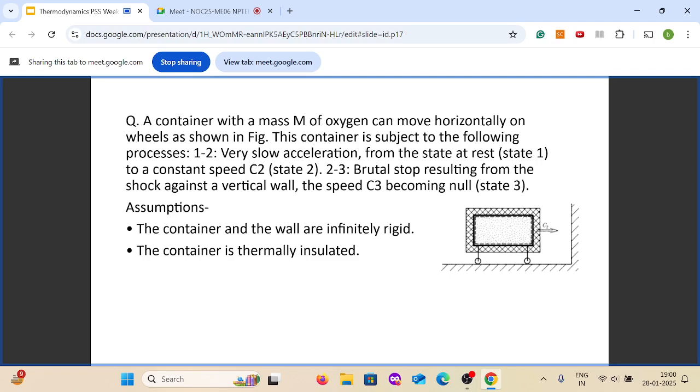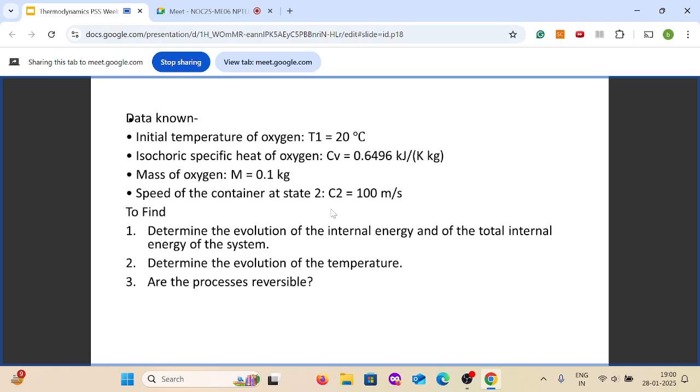So what are the assumptions which you are taking here? Your container and the wall are infinitely rigid, so there is no damage to the vessel. Then the container is thermally insulated, so there is no heat transfer from the vessel. These are the two assumptions which you make.